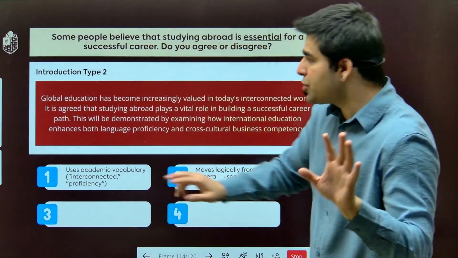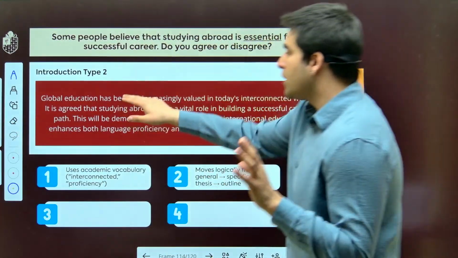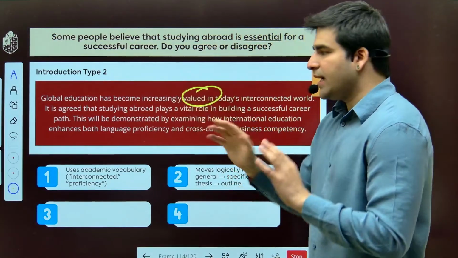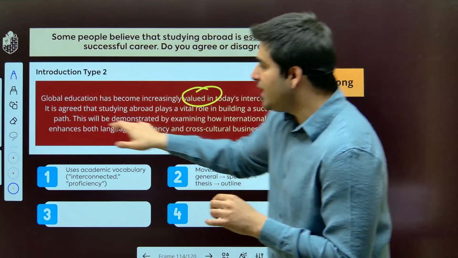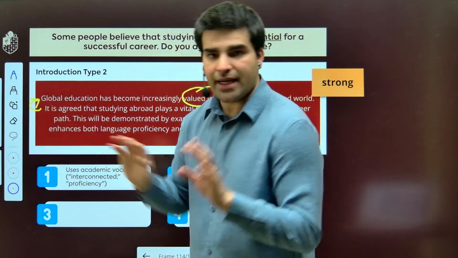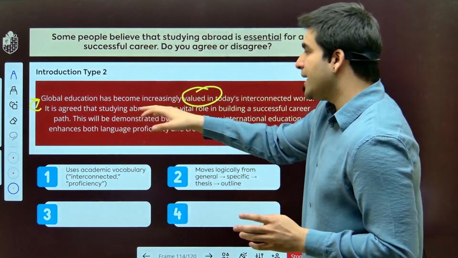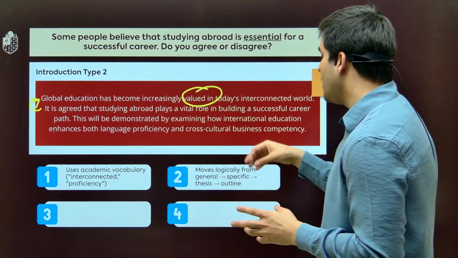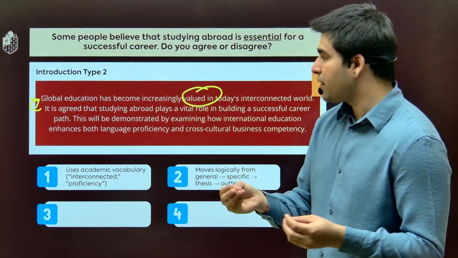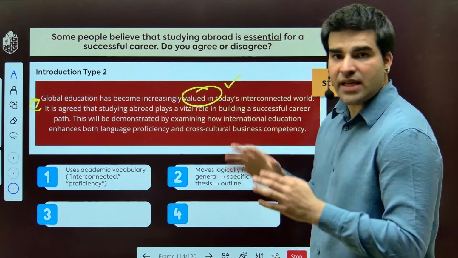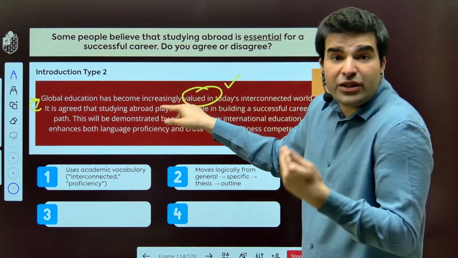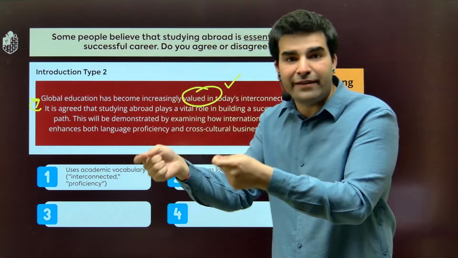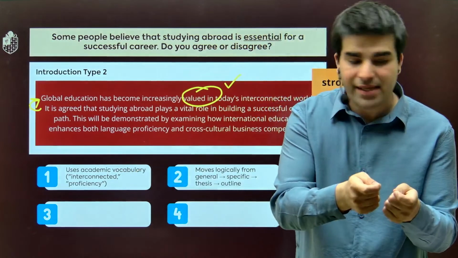Point number 2, it moves logically. Have a look. I want to show you something important here. Global education has become increasingly valued. Okay, it has become valued. Now let's see how the next sentence is connected to this sentence. It is agreed that studying abroad plays a vital role in building a successful career path. So in the first sentence, you're saying that it is increasingly valued, and you're justifying why it is increasingly valued immediately in the second sentence.